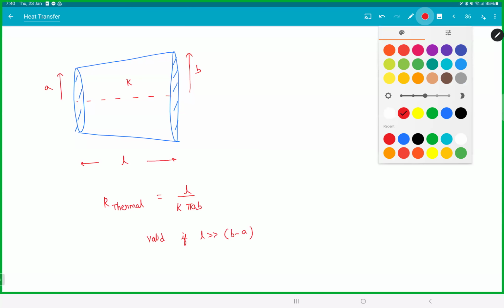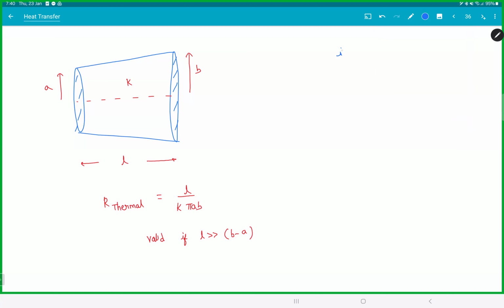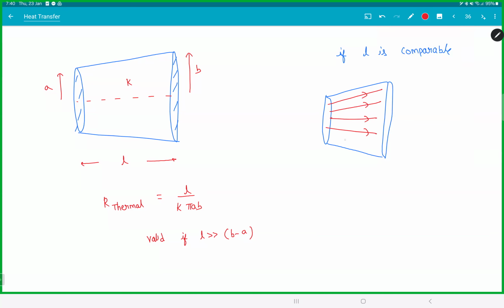Again, what is the problem if L is comparable? If L is comparable, how will the heat flow? Heat will flow like this, isn't it? So do you still think this area is perpendicular to the heat flow? That's the problem. Area will not be perpendicular to the heat flow. Area pi x square won't be perpendicular to heat flow. You can't solve the problem.